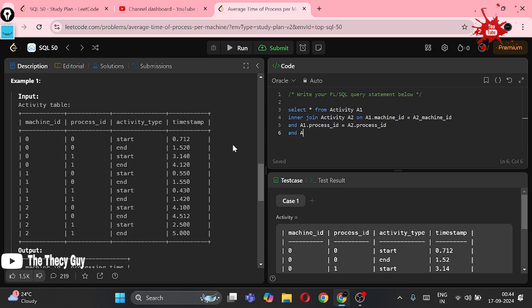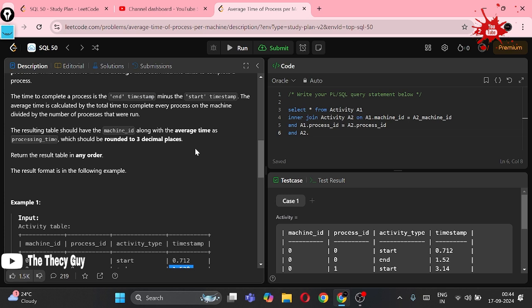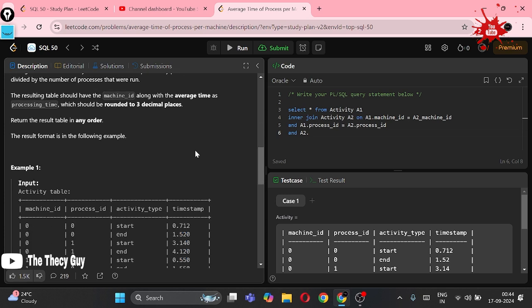One more thing that I am adding in: A2 is my second table, so I want the timestamp from A2. A2 dot timestamp is always greater than A1 timestamp. Now this is the condition.